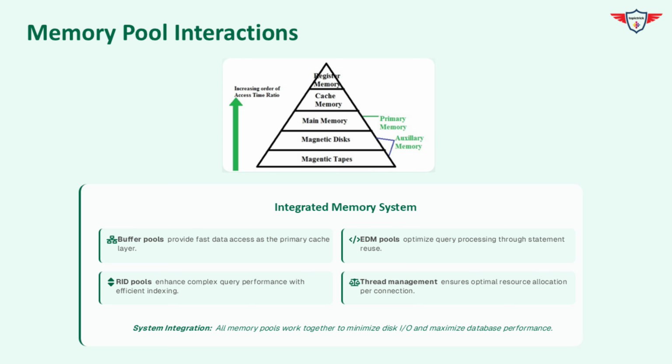When you're tuning a DB2 system, you can't just focus on one memory pool in isolation. You need to consider how changes to one component affect the others. For example, increasing buffer pool sizes might reduce the need for large RID pools, or optimizing EDM pool usage might allow you to allocate more memory to buffer pools. This integrated approach is what separates good database performance from exceptional database performance.